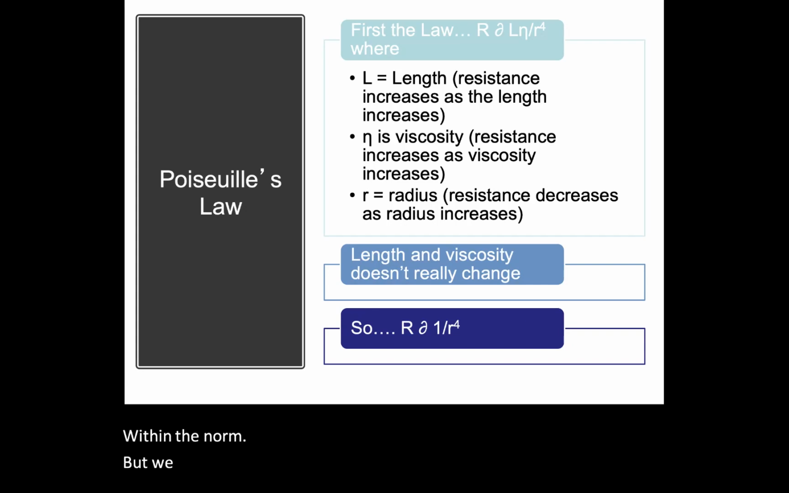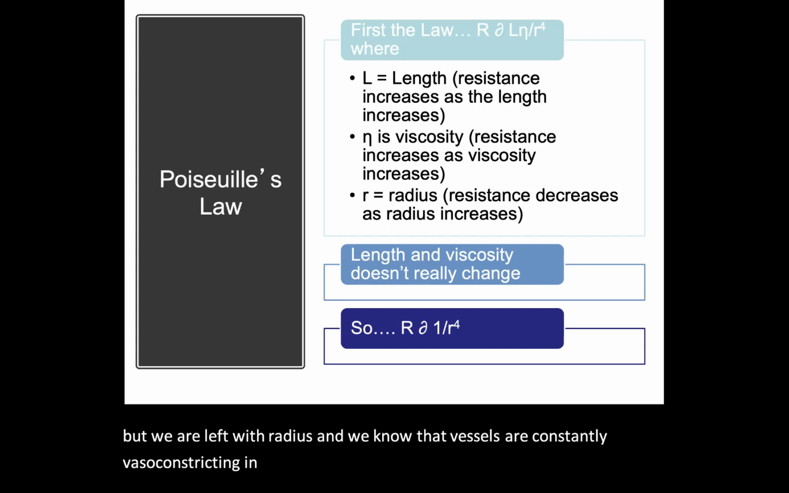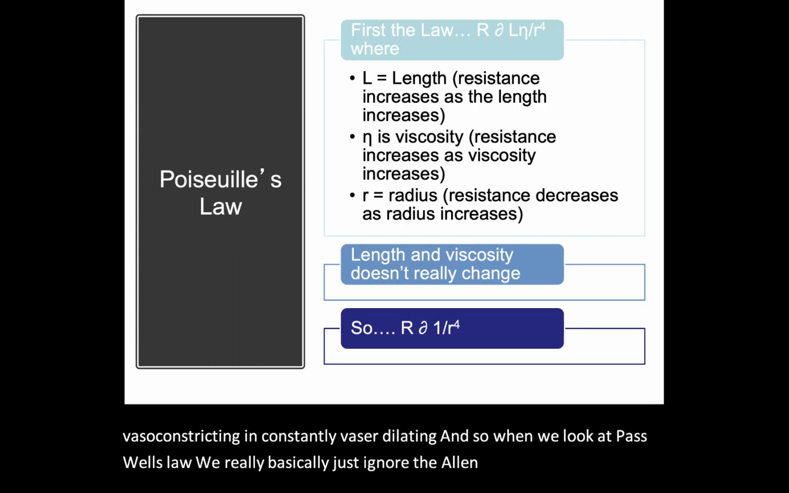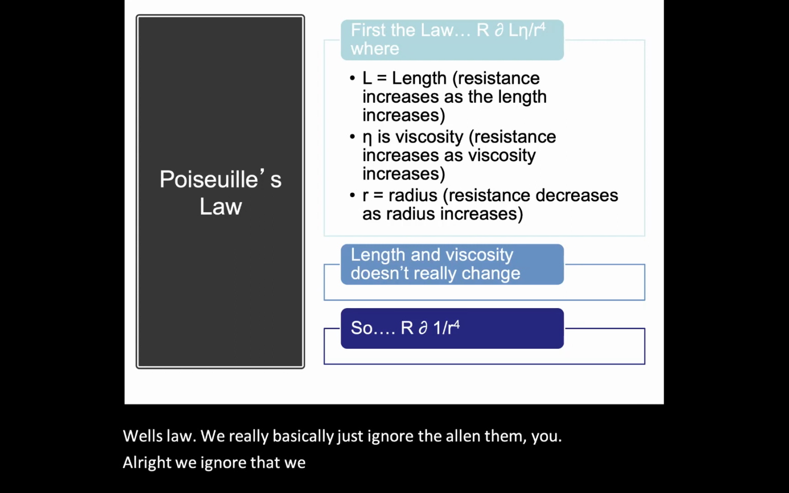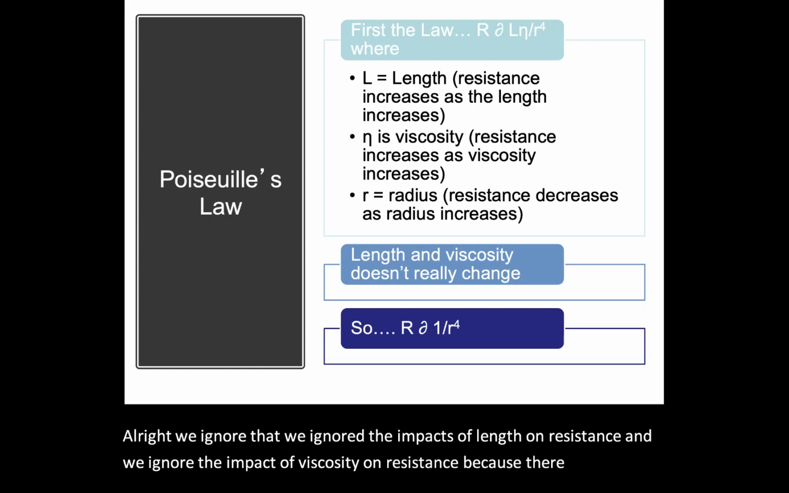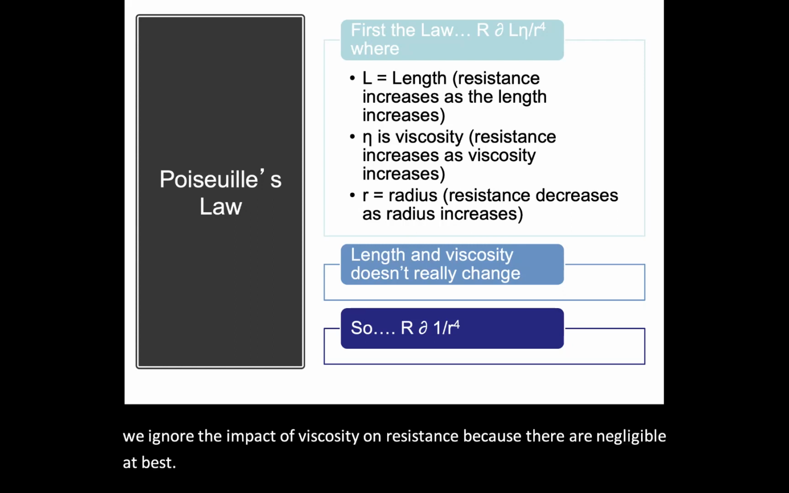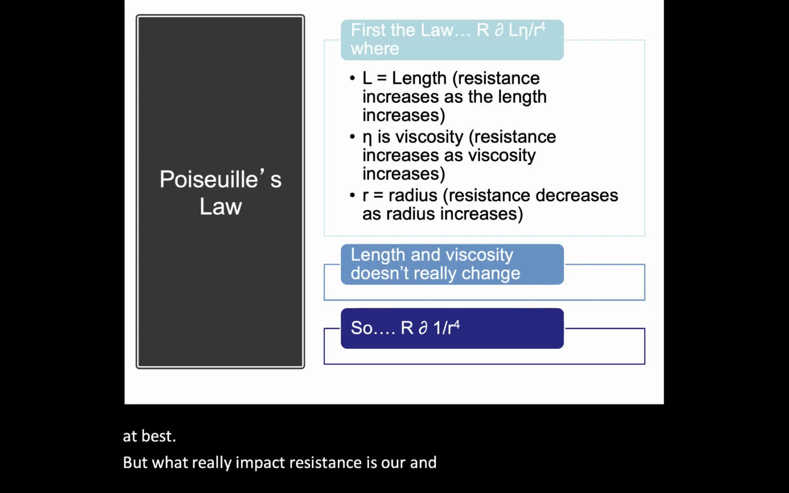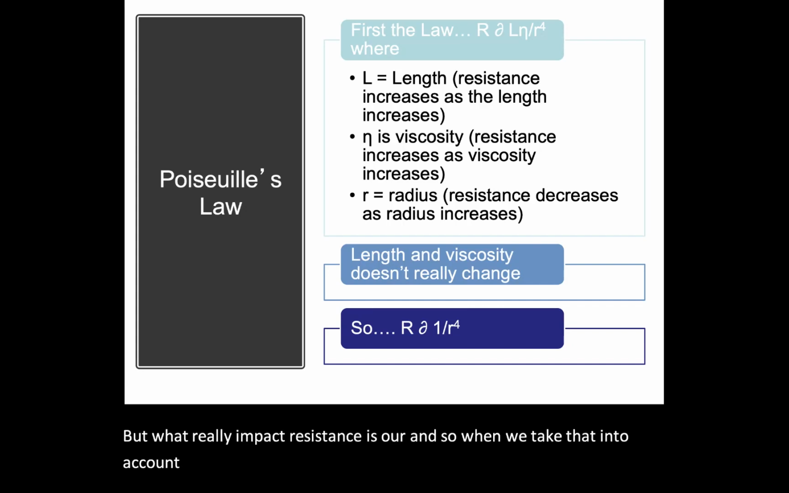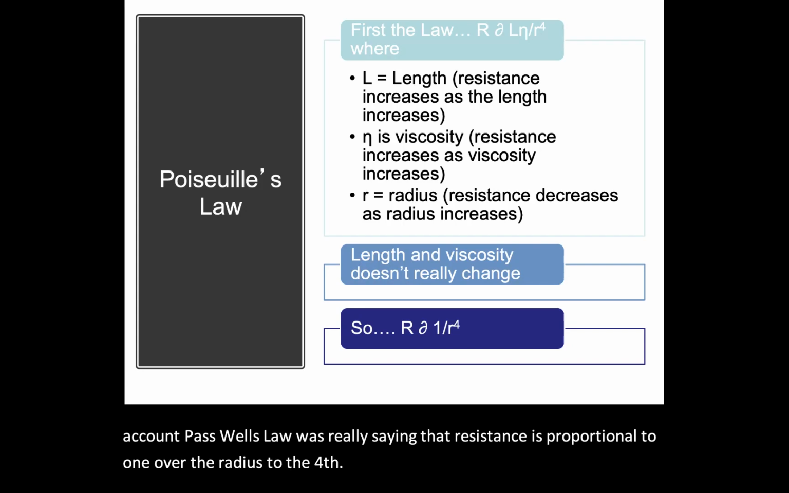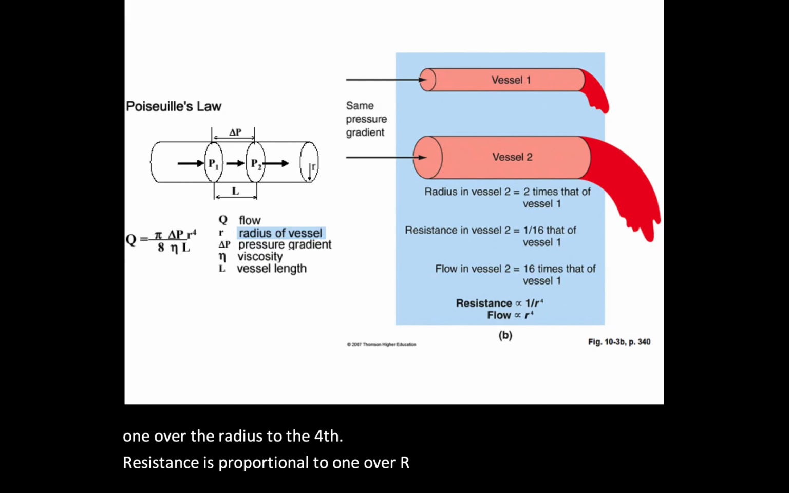But we are left with radius. And we know that vessels are constantly vasoconstricting and constantly vasodilating. And so when we look at Poiseuille's law, we basically just ignore the L and the mu. We ignore the impact of length on resistance, and we ignore the impact of viscosity on resistance because they're negligible at best. What really impacts resistance is R. And so Poiseuille's law is really saying that resistance is proportional to 1 over the radius to the fourth.